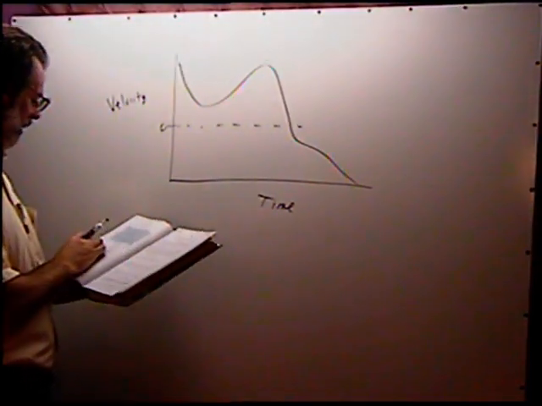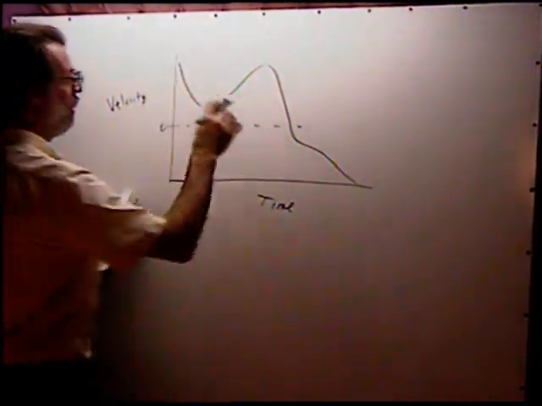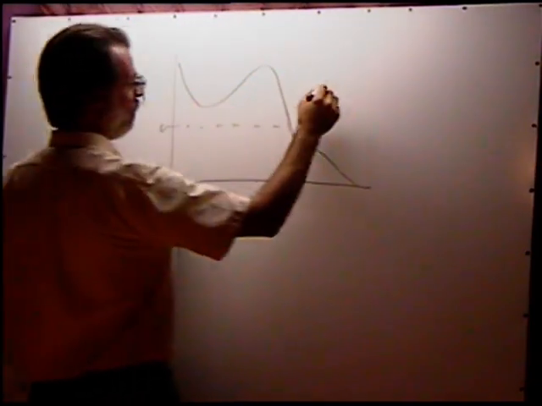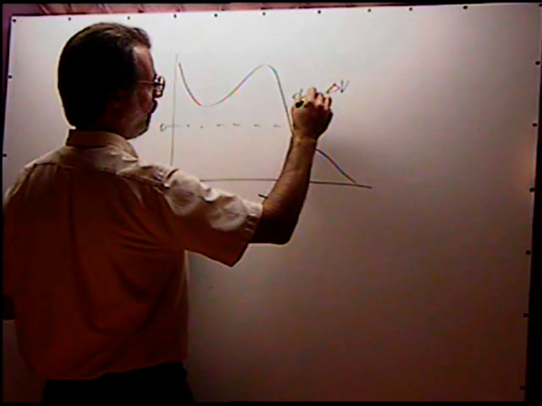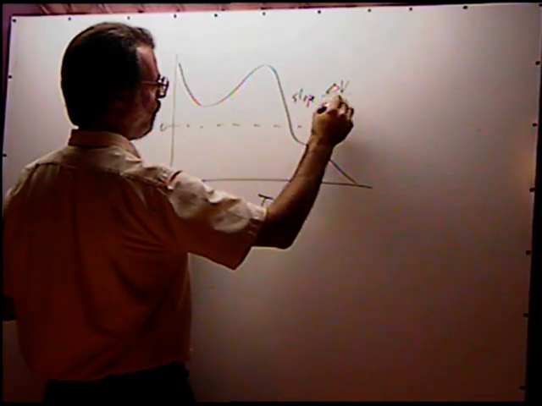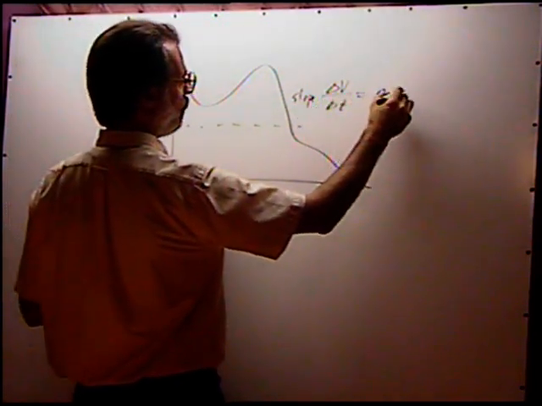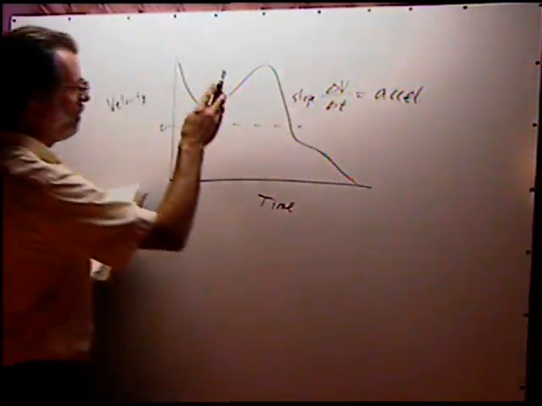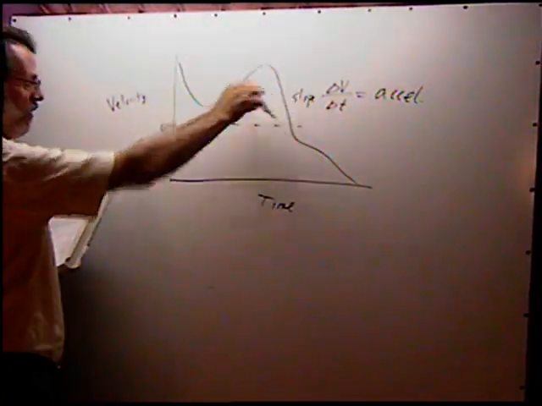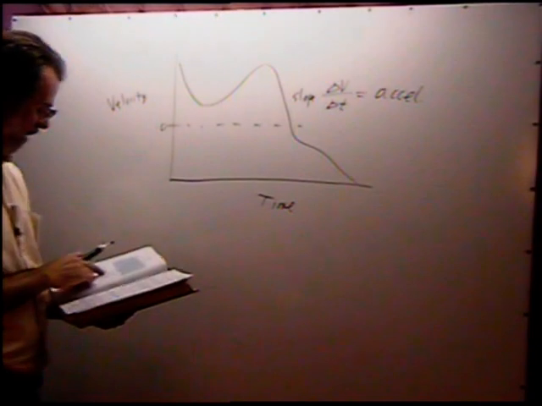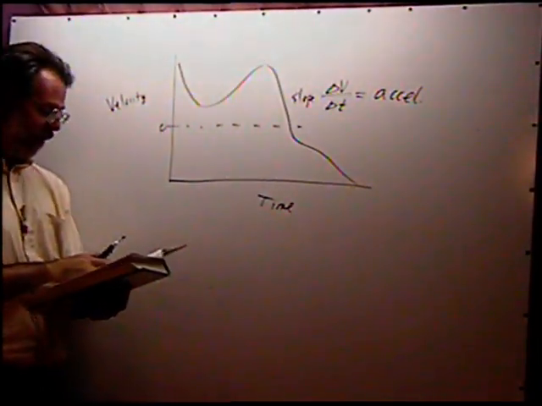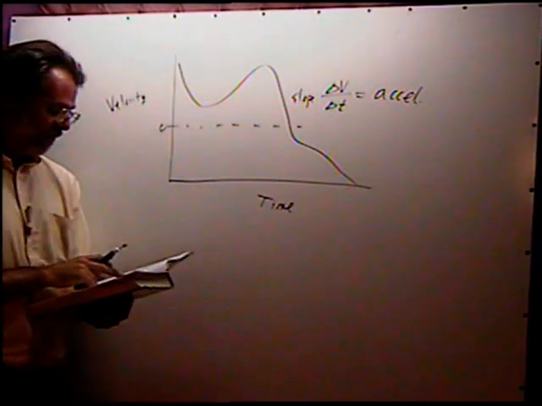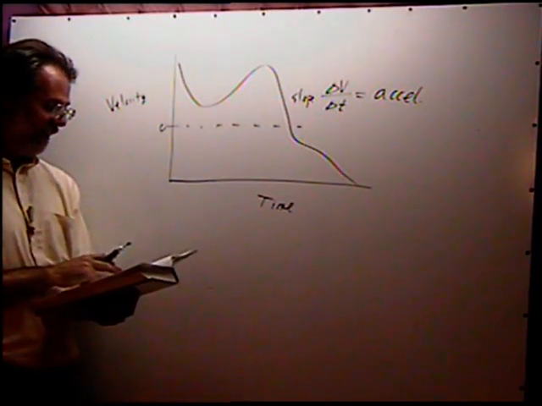Question 8, and now remember this is velocity versus time, so a change in velocity over a change in time is a slope, and that's acceleration. So the slope is the acceleration. Over what time interval is the runner slowing down?